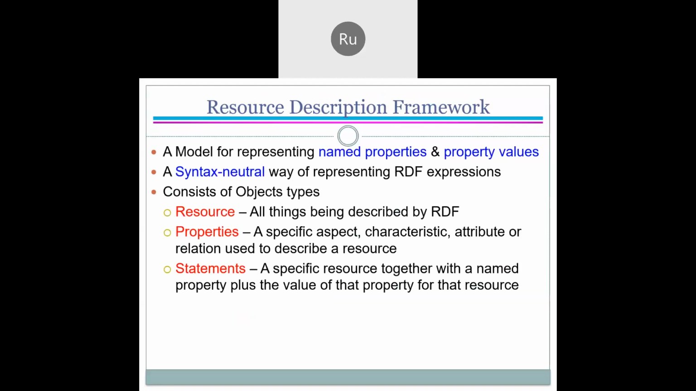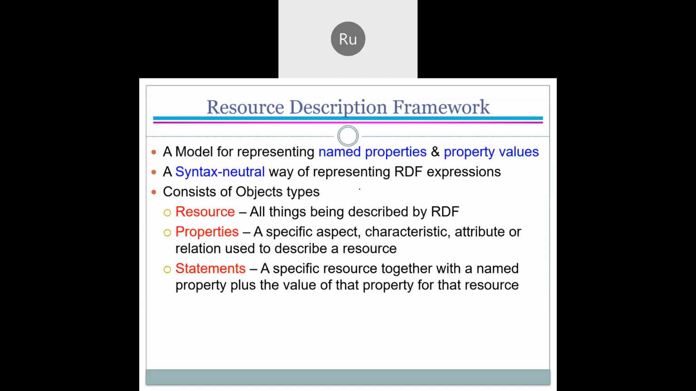Okay, so a model for representing named properties and property values. This RDF framework is used to represent the document. Normally we will have the object, resource, properties, and statement. The resource will tell you what resource you have, and then what properties of the resource you are talking about, like who is the owner, and then the statement will tell you about the resource and the properties.